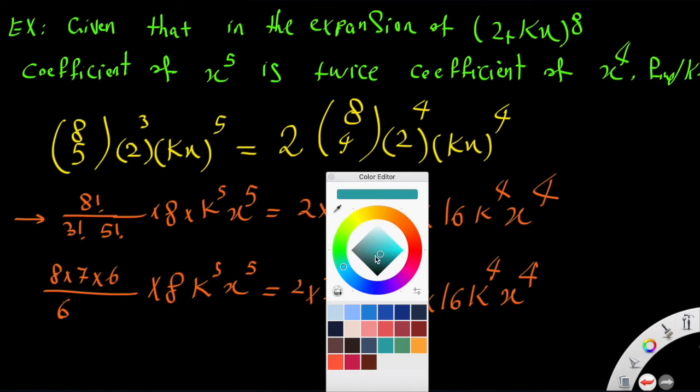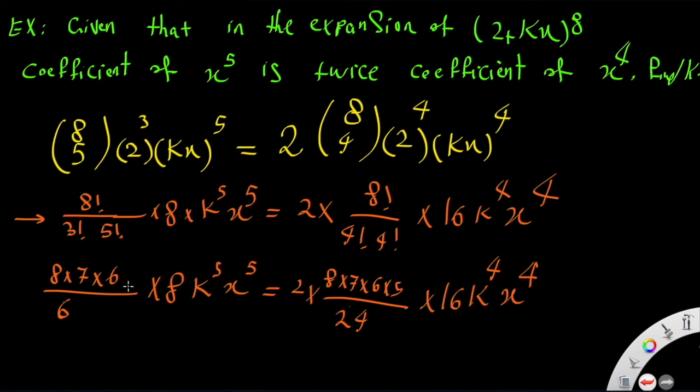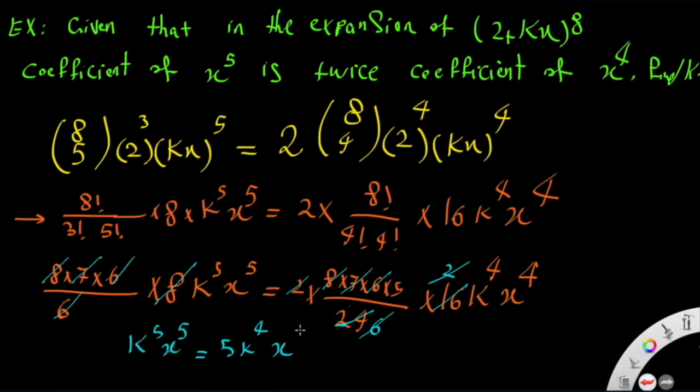Now let's simplify here. 6 and 6 cancel out. You can cancel 8 from both sides. You can cancel 7 from both sides. You can simplify this 8 with this, which is 2. Then these 2 are 4, and it will be 6. Then these are cancelled out. So what we have is k to the power of 5, x to the power of 5 is equal to, on the right hand side, 5 k to the power of 4, x to the power of 4.